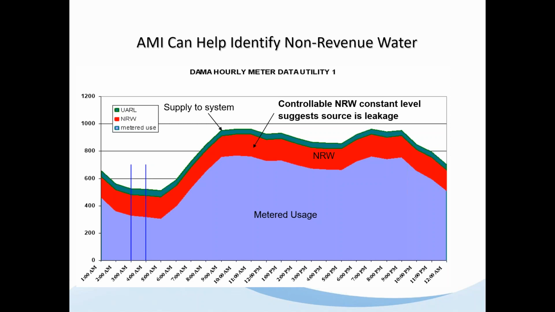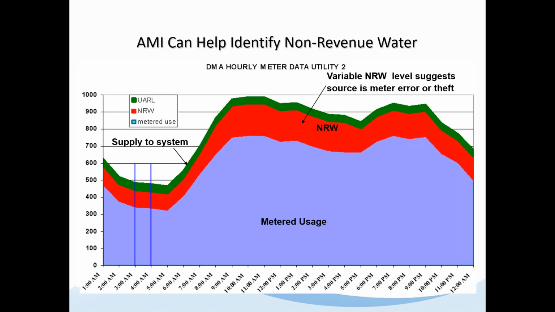Moving your system to AMI will help. It'll help increase your metered usage. It will help you control what's happening out there. With hourly metering data, you can see the difference. You can see system supplied versus non-revenue versus meter usage. Those are all important things, and how AMI can be very helpful.